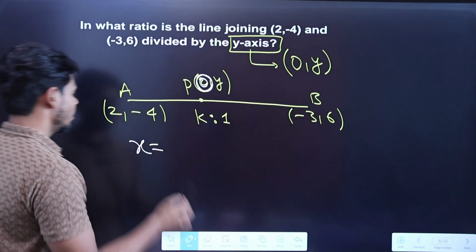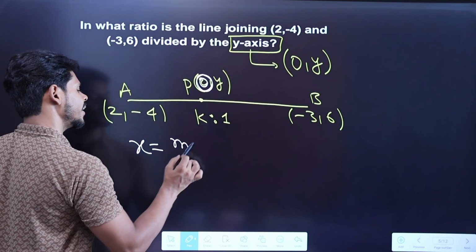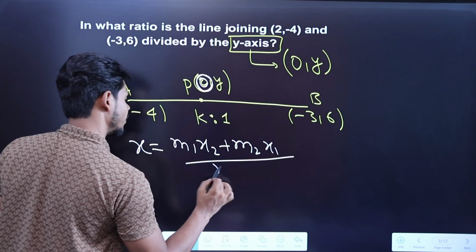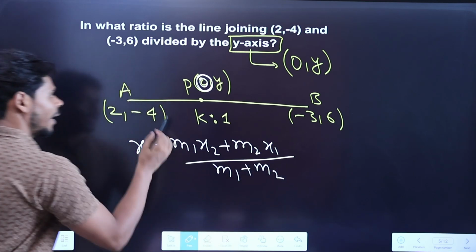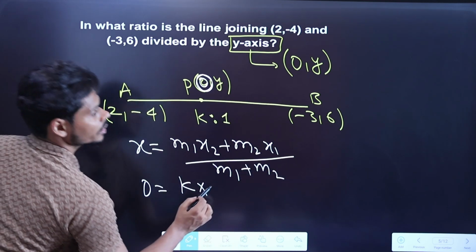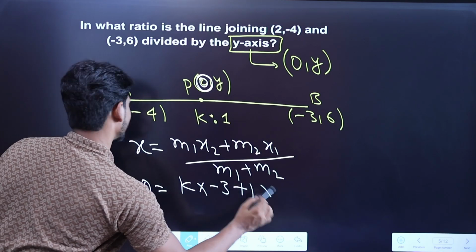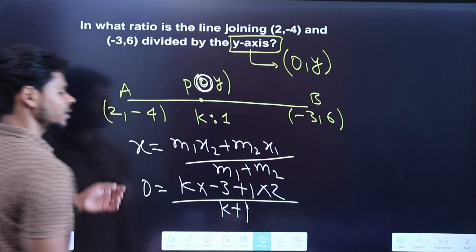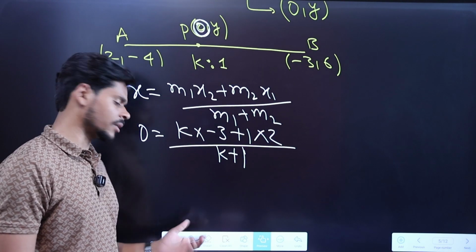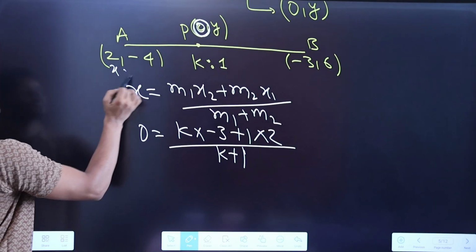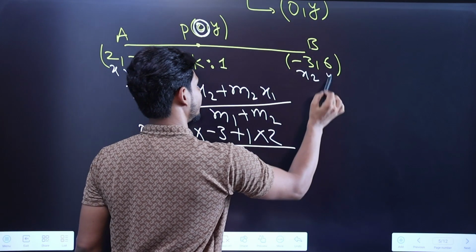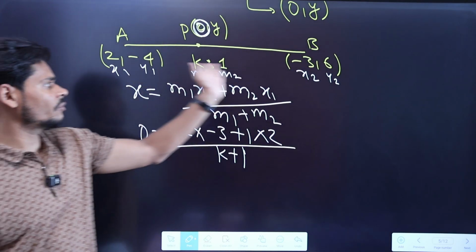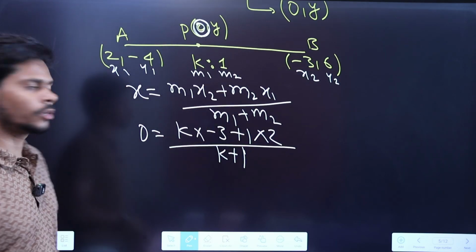Now, I have already told you to write this kind of formula again and again whenever you get such questions. Now, x is 0, m1 is k, x2 is -3, plus m2 is 1, x1 is 2, whole divided by m1 plus m2, which is k plus 1. Got it? Now we just need to cross multiply and that's your answer. If any student doesn't know, this is your x1, y1 and this is always your x2, y2, and these are m1 and m2. I just substituted all the values into this formula.